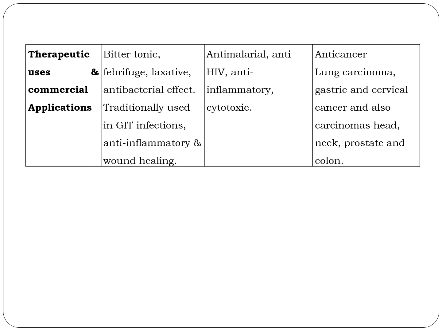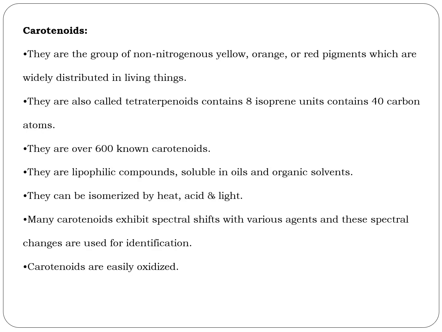Let us see about the uses of gentian. It is a bitter tonic, febrifuge, laxative, has antibacterial effect, and is traditionally used in GIT infections, anti-inflammatory and wound healing. Coming to artemisia, it is used as anti-malarial, anti-HIV, anti-inflammatory and cytotoxic, whereas taxol is an anti-cancer drug which works against lung carcinoma, gastric and cervical cancer, and also carcinomas of the head, neck, prostate and colon.